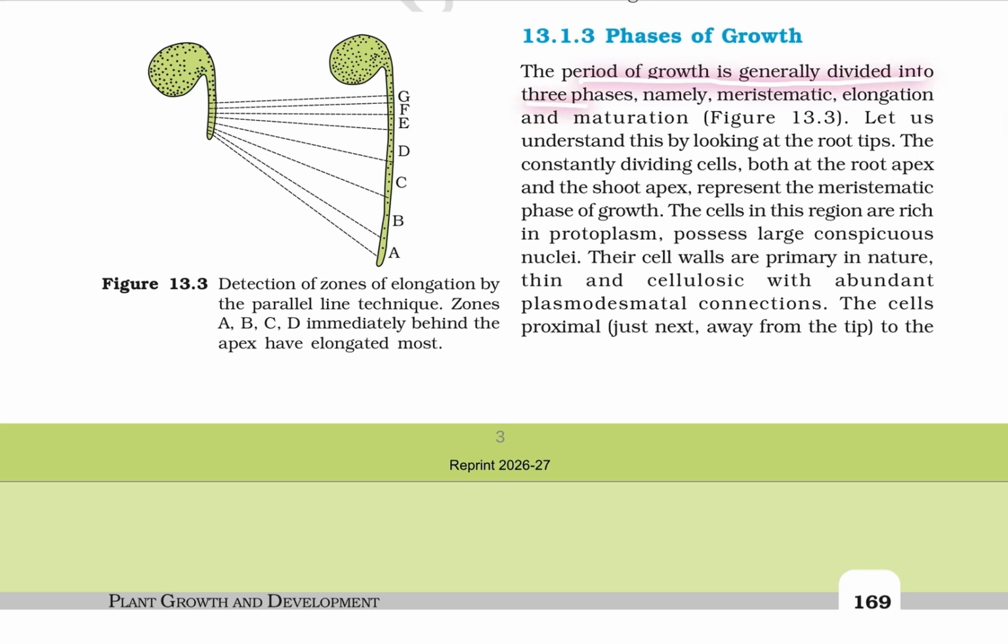Phases of growth. The period of growth is generally divided into three phases, namely meristematic, elongation and maturation. Let us understand this by looking at a root tip.